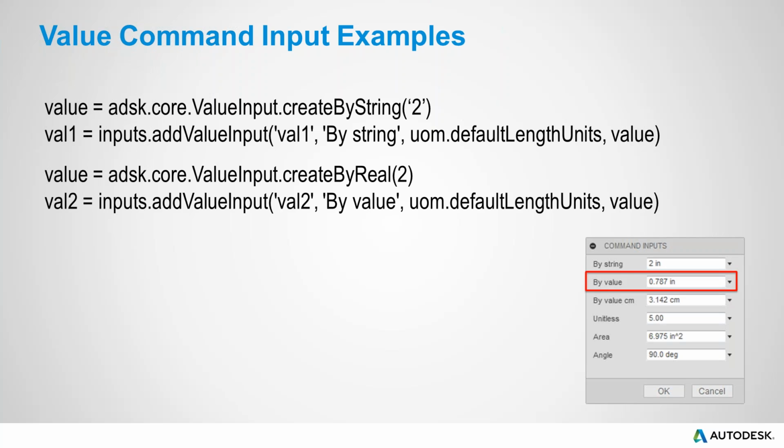So here's this next one. In this case, I'm saying create by real, so it's creating a floating point 2, not a string 2, a floating point 2. And so the same thing, creating this using the default length units, and then provide the value. And so now whenever I use a floating point number, that's going to be in database units. So this is 2 centimeters, but then it's displaying it using the current length units, which are inches. So it converted 2 centimeters to inches, and that's what I see.